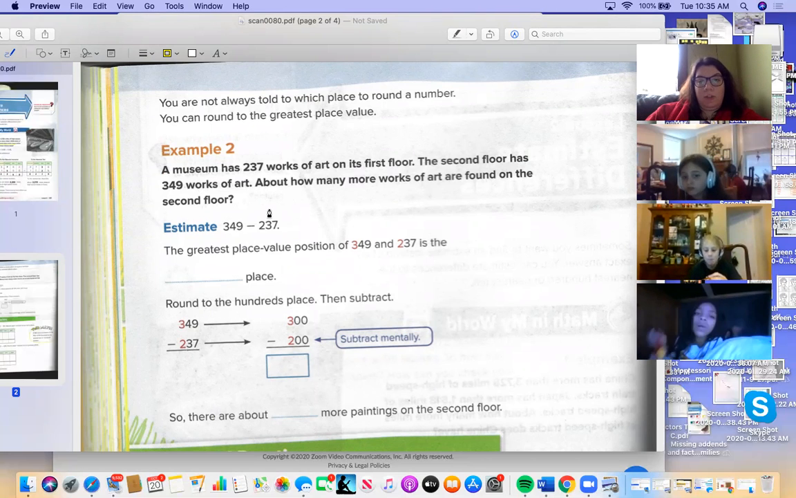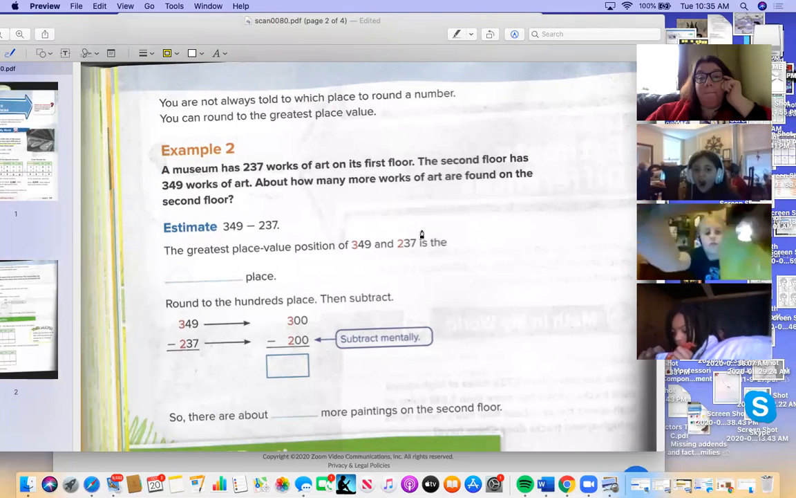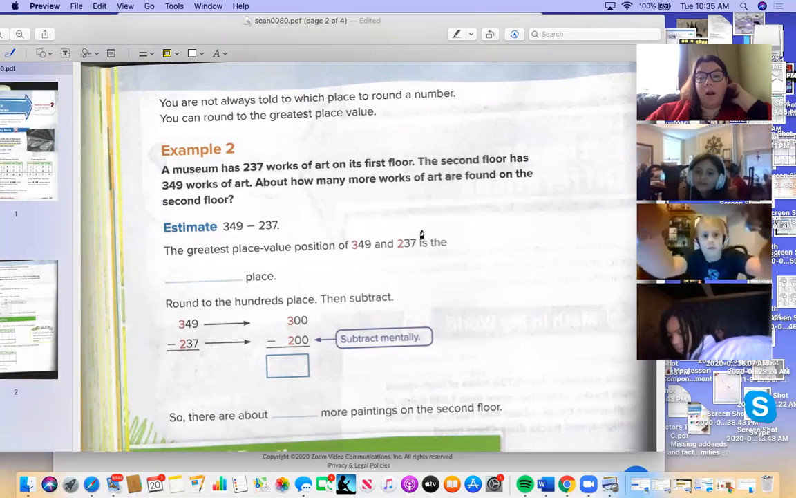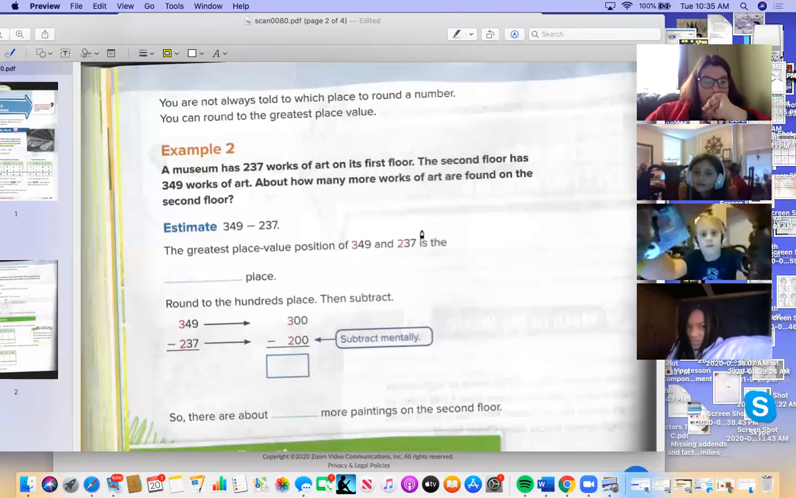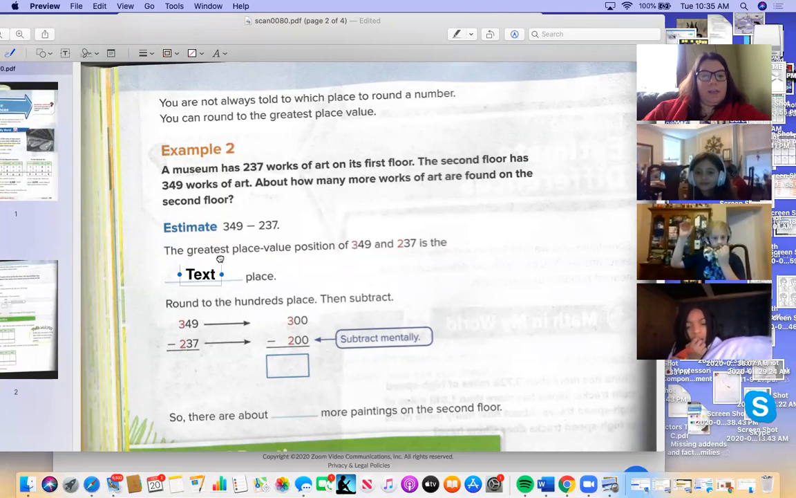So a museum has 237 works of art on its first floor. The second floor has 349 works of art. About how many more works of art are found on the second floor? So 349 minus 237, the greatest place value position of 349 and 237 is the what place? Charlotte? Hundreds place.